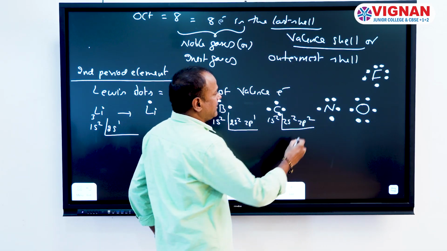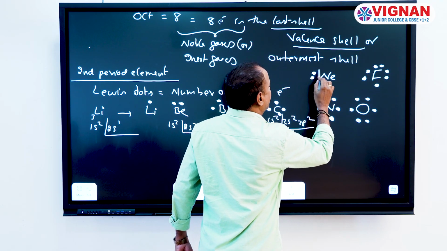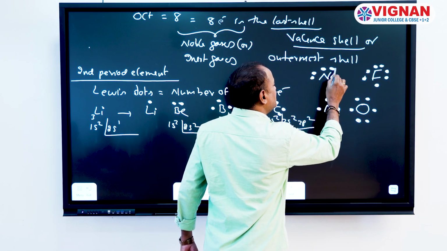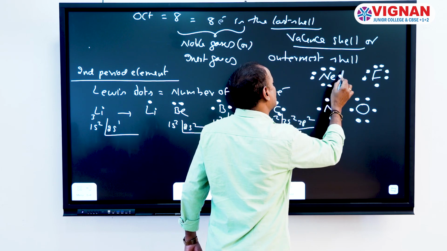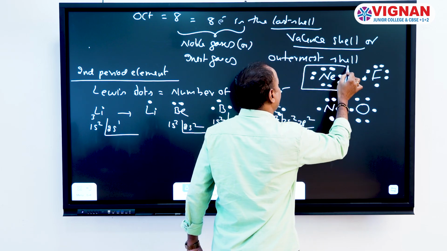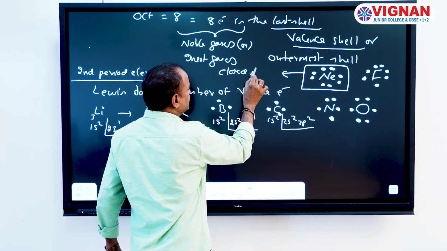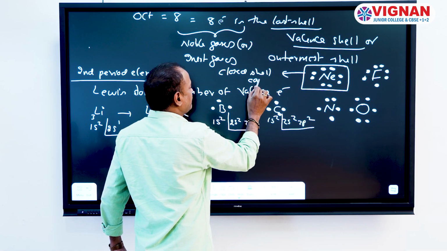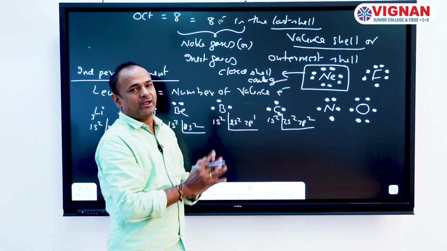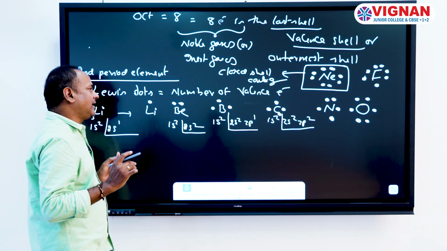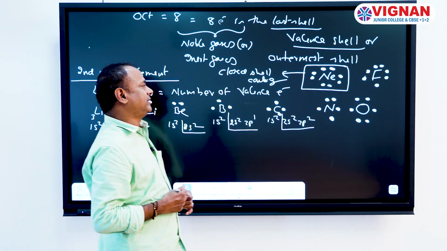Next, neon. Neon is a noble gas. There are 8 electrons. This is also called closed shell configuration. So what is the meaning of closed shell configuration? Closed means octet attainment, attainment of 8 electrons. That is why it is called a stable one. It does not take part in bond formation.